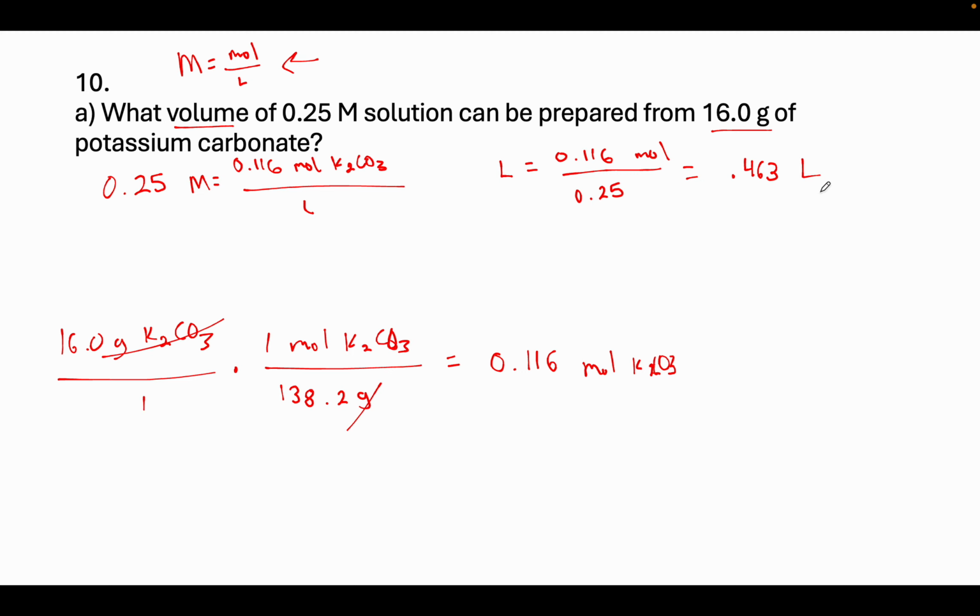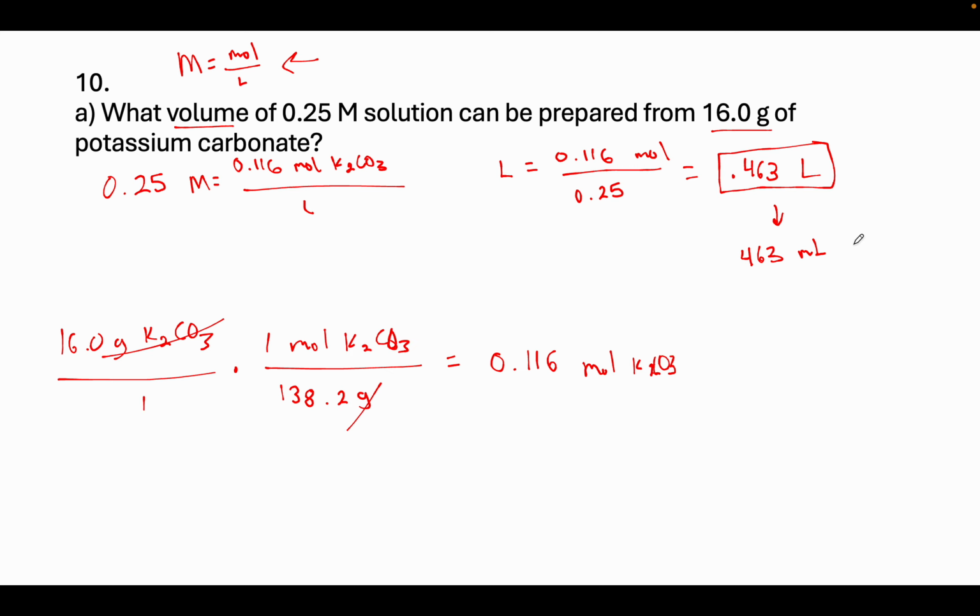So 0.463 liters. If you want, you can convert this into milliliters by multiplying times 1,000, and it's going to give you 463 milliliters. It's just optional. I would just leave it as is, 0.463, but don't forget to put liters. Tell the professor what you've got.